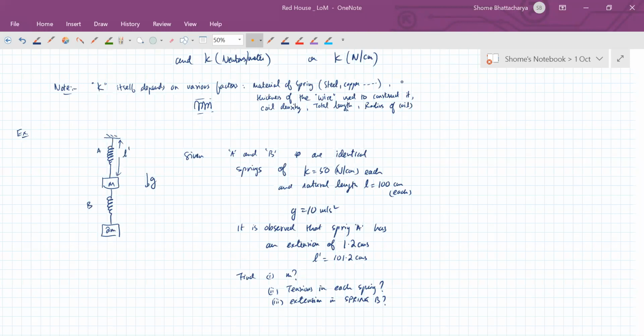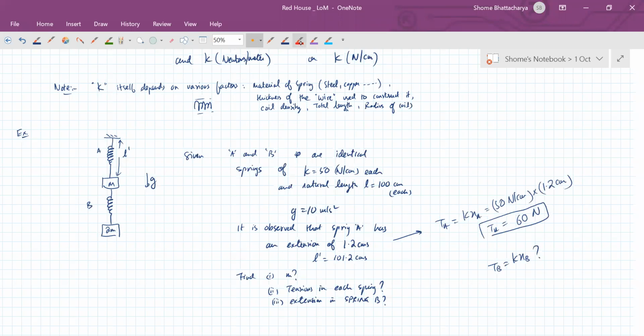Okay, so from this information you can see that the tension in the spring A is going to be K into XA. That is 50 newtons per centimeter multiplied with 1.2 centimeters, so that is 60 newtons. That is the tension in spring A. Whereas the tension in spring B is going to be K into XB, which we don't know.